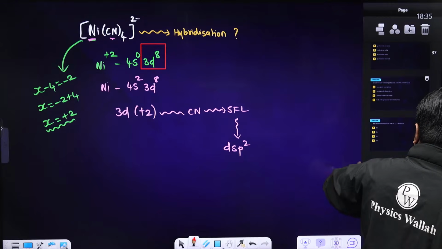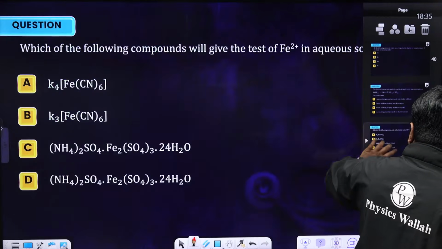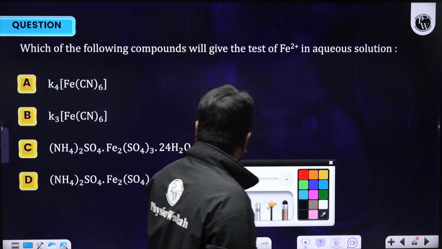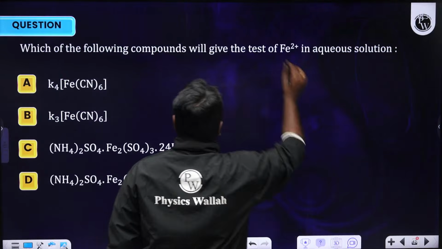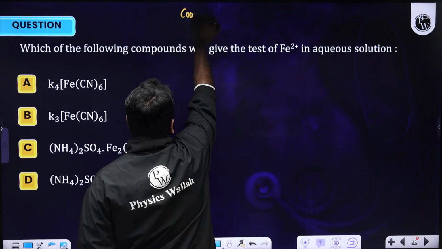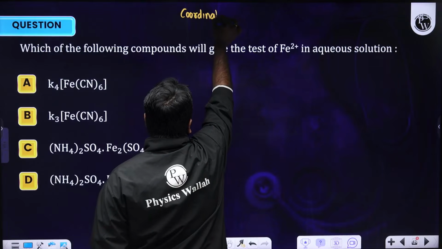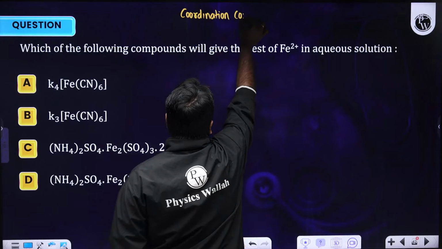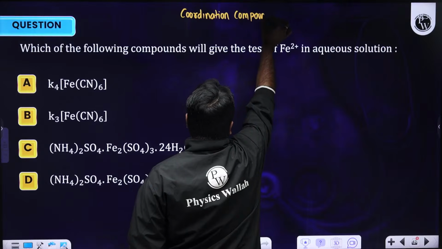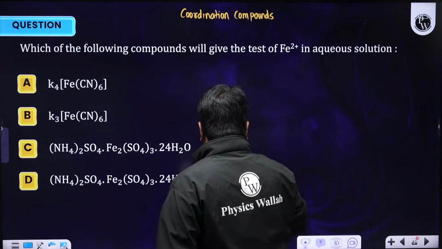First question for the day. So we are going to start solving. These questions are from the chapter coordination compounds. The very first question.